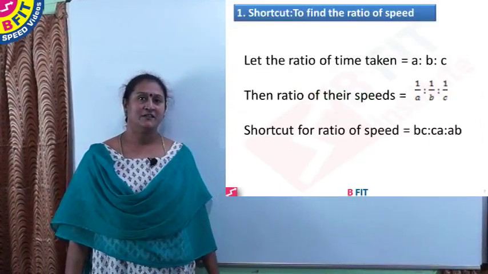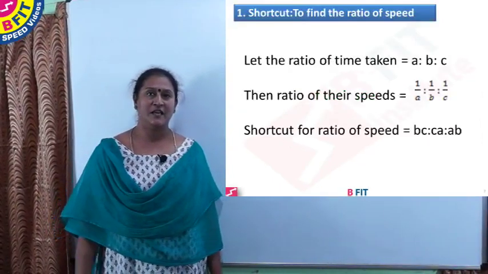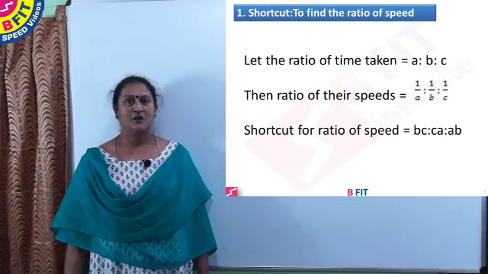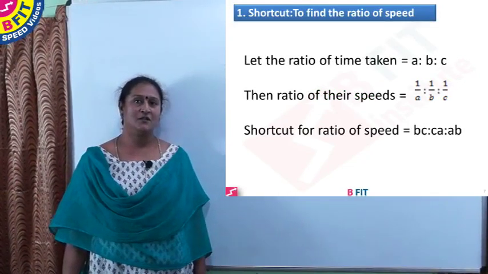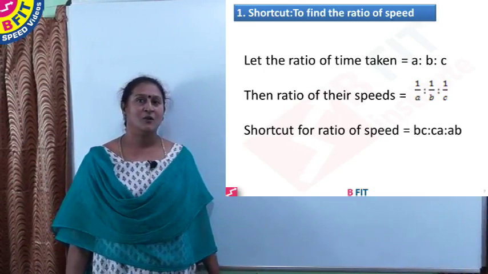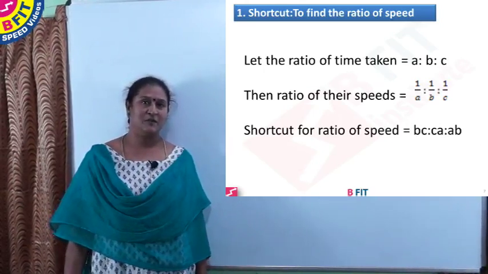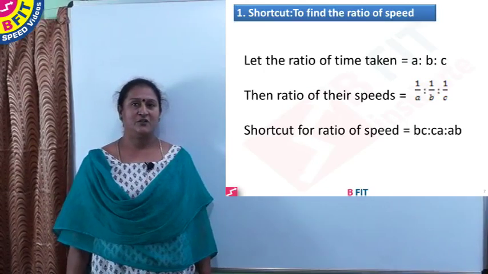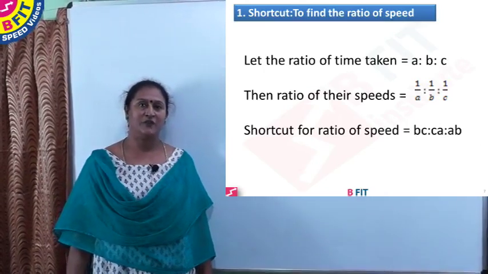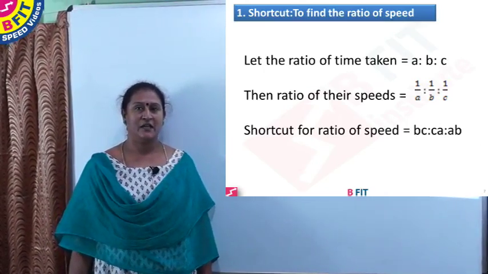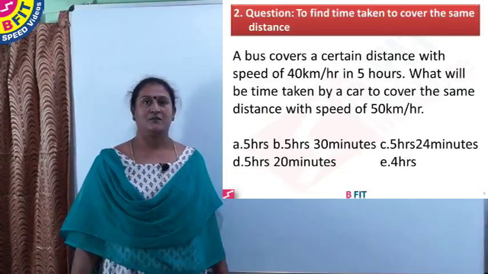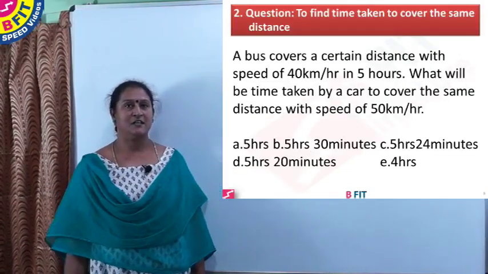And the shortcut is, when the time taken ratio is given as A:B:C, the ratio of their speed is got by the reciprocals of A, B and C, that is 1/A:1/B:1/C, and the shortcut for the ratio of speed is multiplying the other 2 factors, so BC:CA:AB. So we'll see the next question, question number 2.